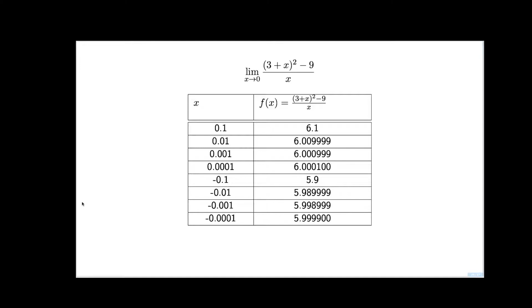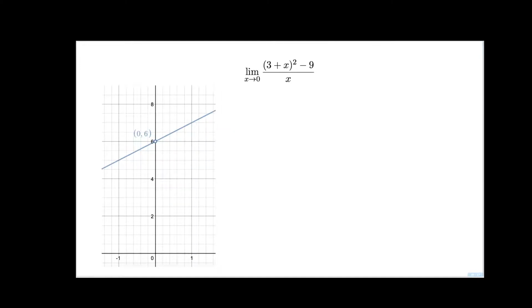Okay, so for these values of x, we get the corresponding values of f of x. So it looks like the value of this function is getting closer and closer to the number 6 as x gets closer to 0. Let's see if we can observe that graphically as well. So here's a graph of the function f of x equals 3 plus x quantity squared minus 9 all over x. Of course this function is undefined at x equals 0, but we observe graphically that it does appear that the values of the function are getting closer to 6 as x gets closer to 0.